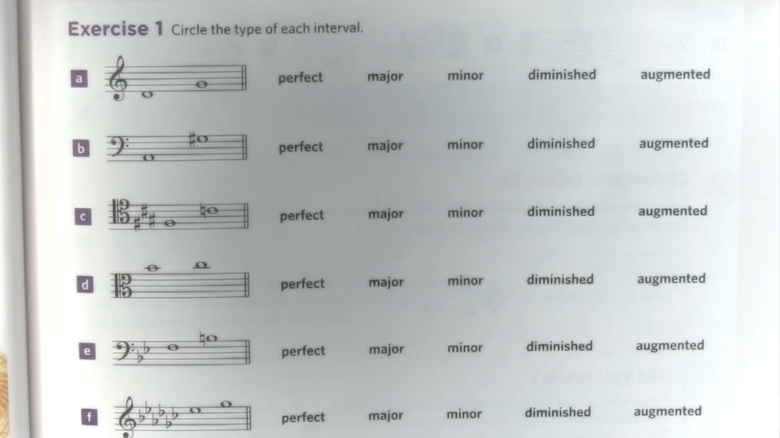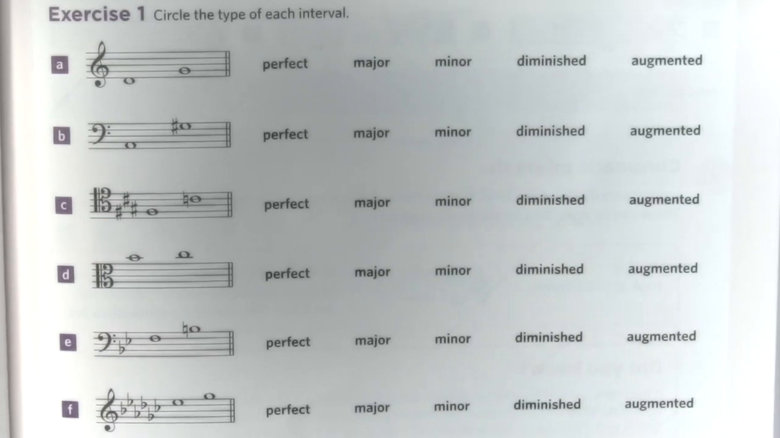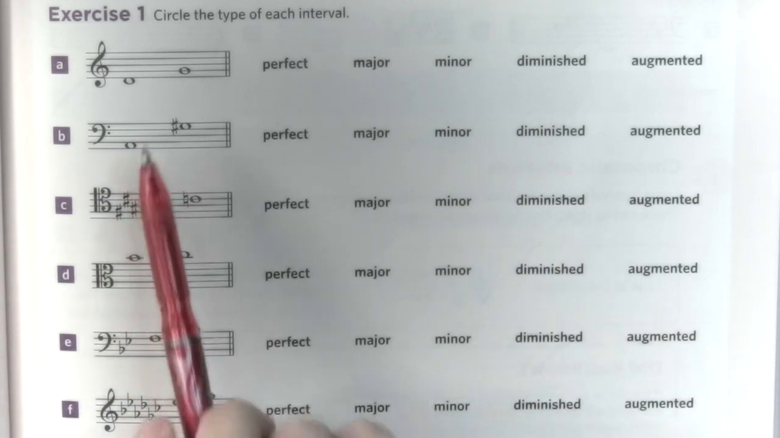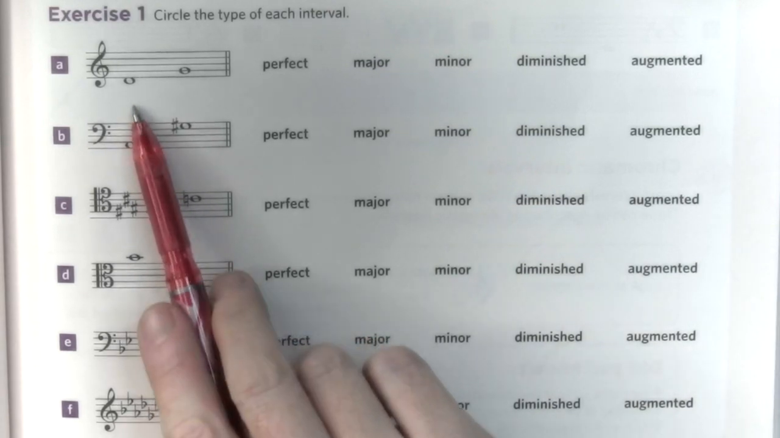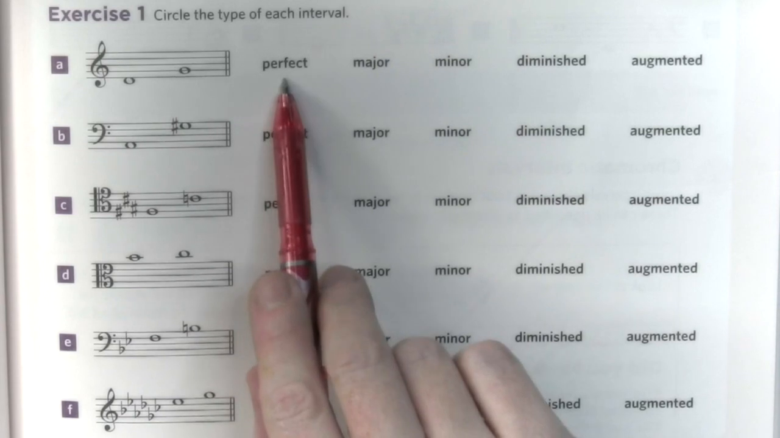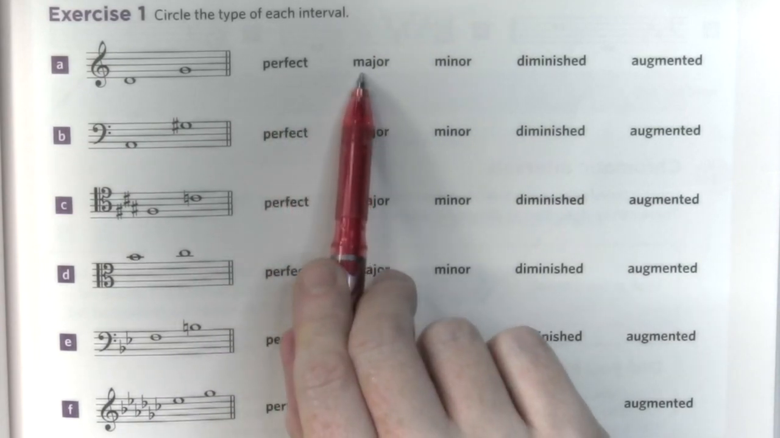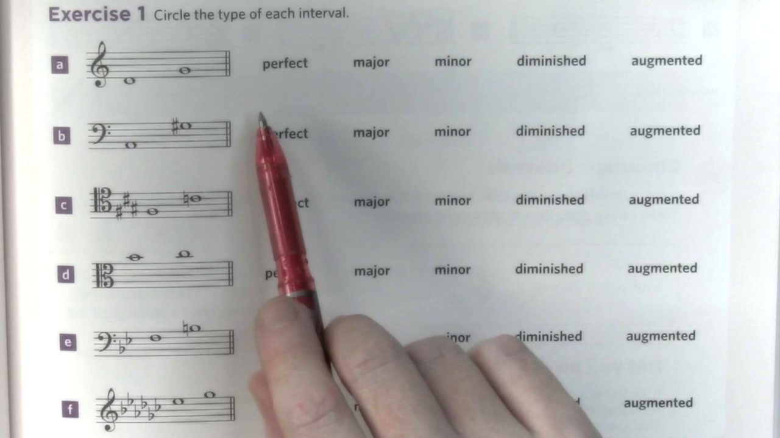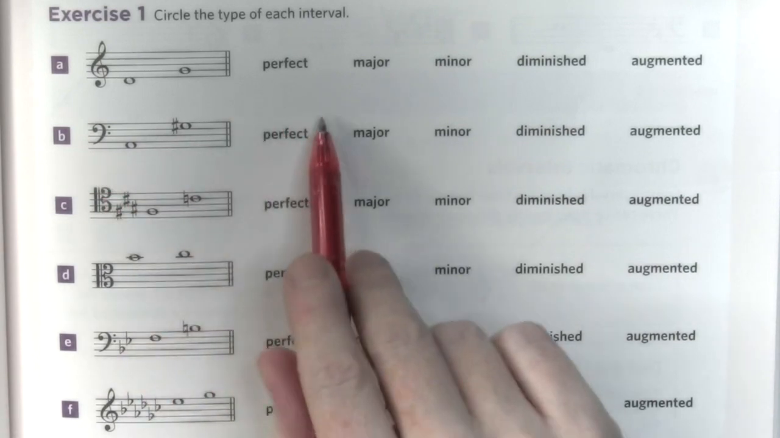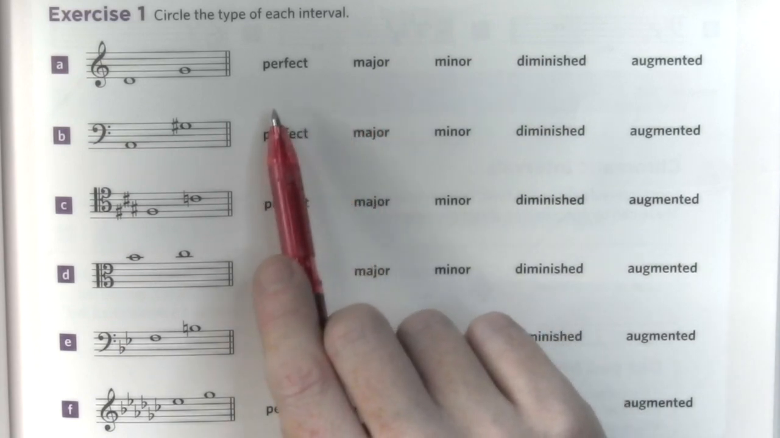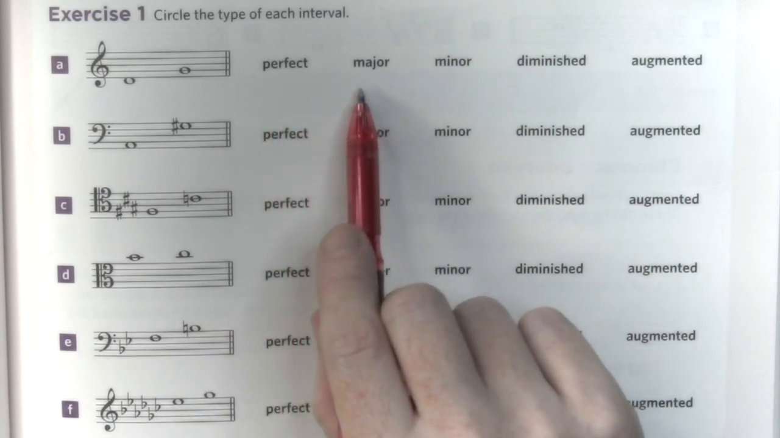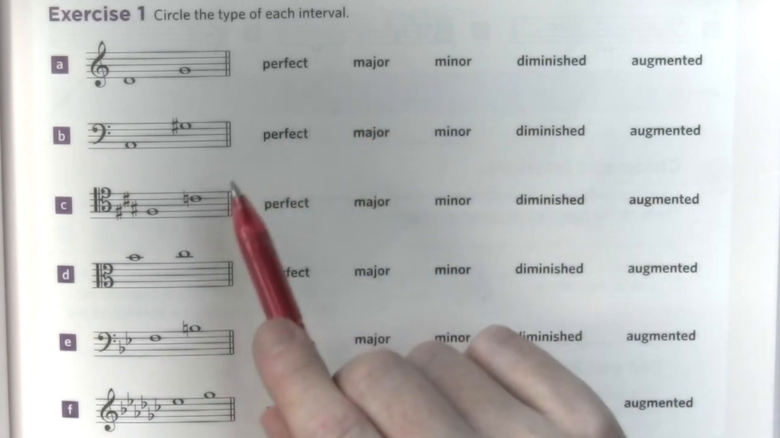Okay, this chapter 5 starts with exercise 1 where we need to circle the type of interval. So, first, we need to identify the number because some intervals are perfect, some others are major. The perfect intervals are 4th, 5th and 8th, all the other ones are major. If it's perfect, it could be diminished, augmented. If it is major, it could be minor, diminished or augmented.